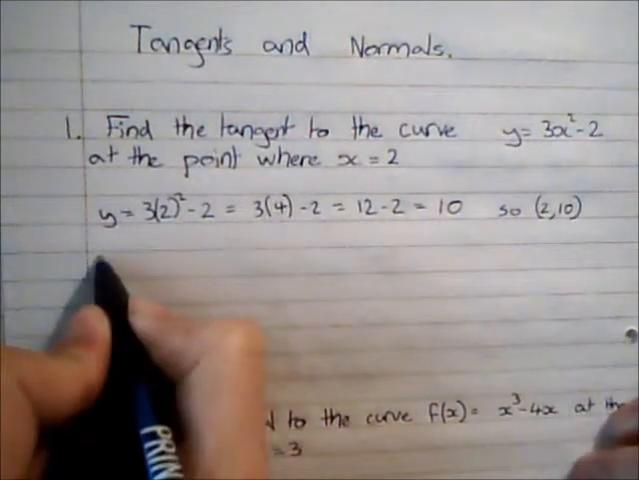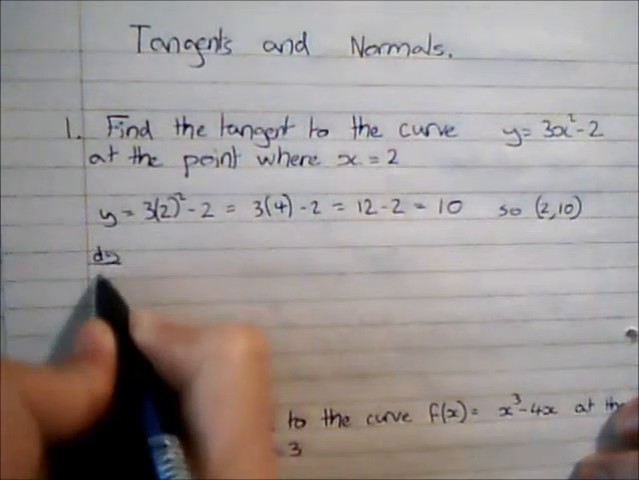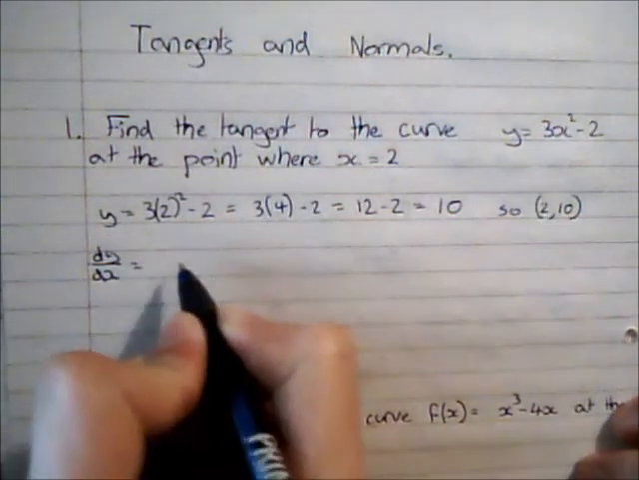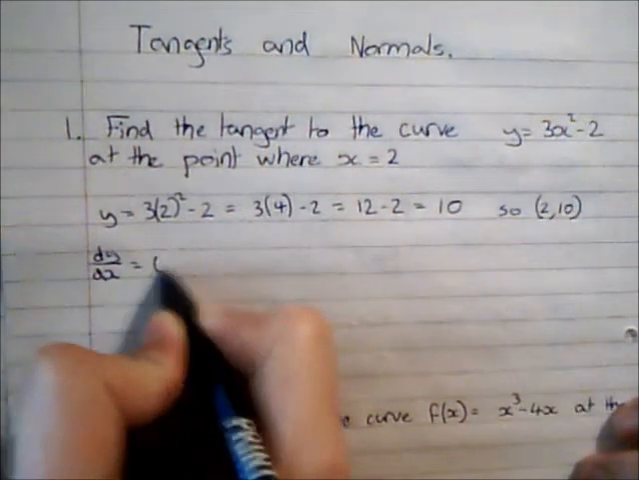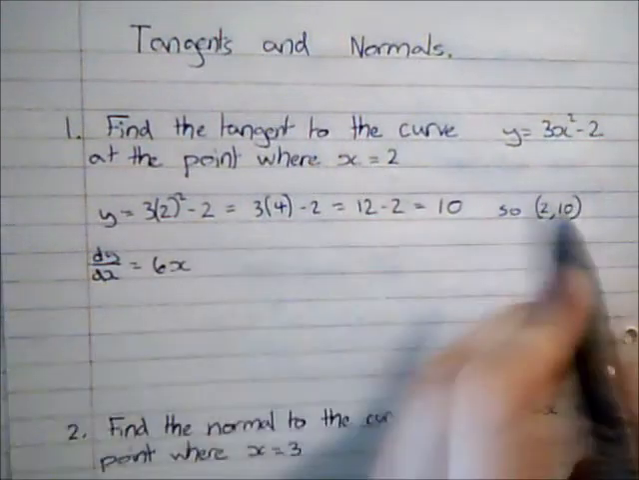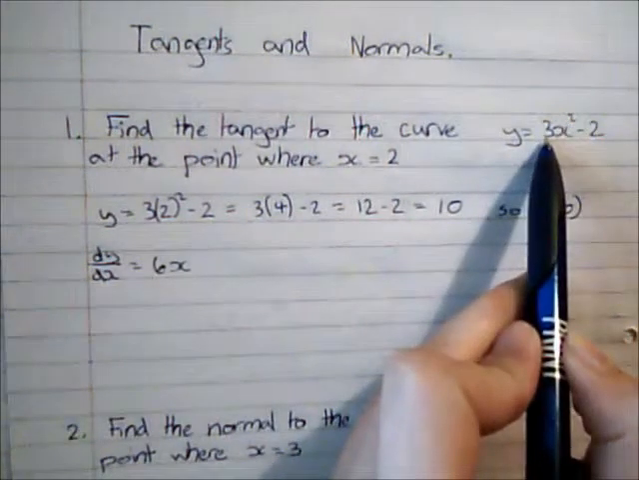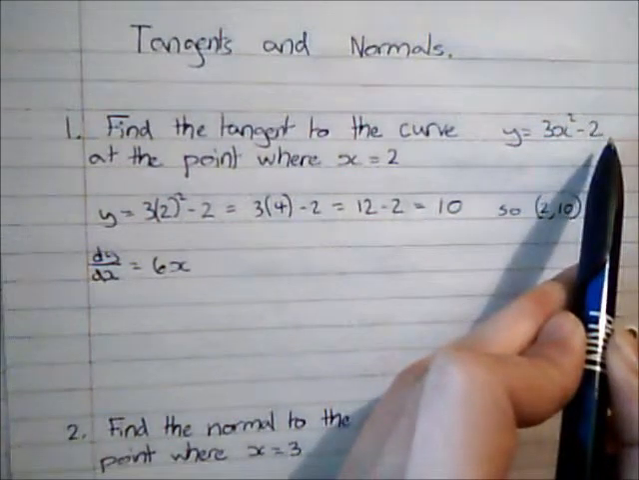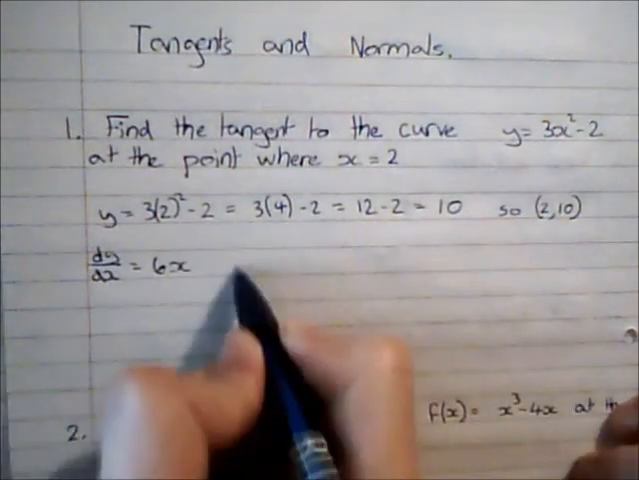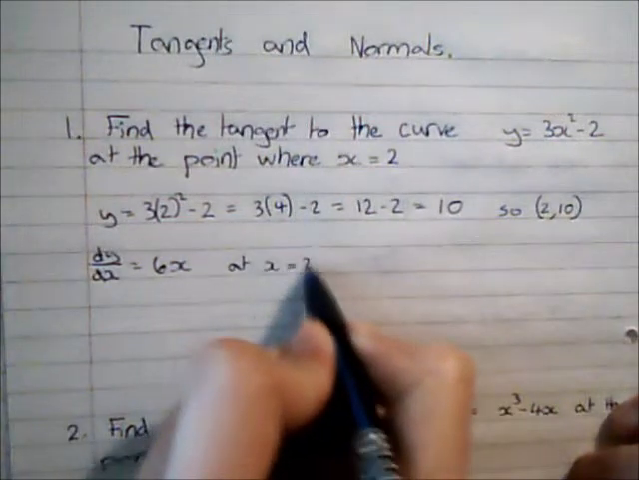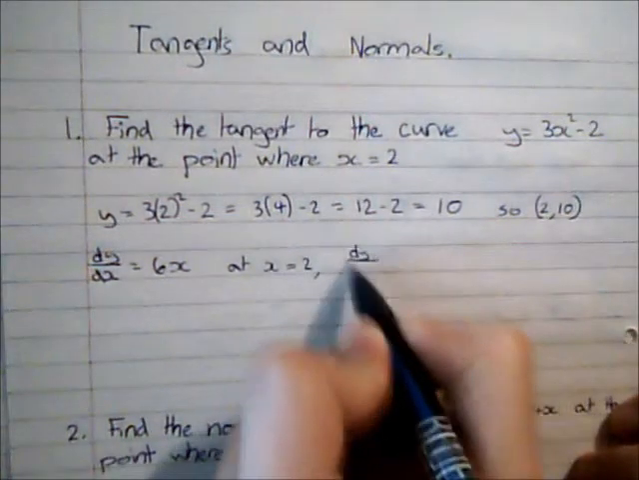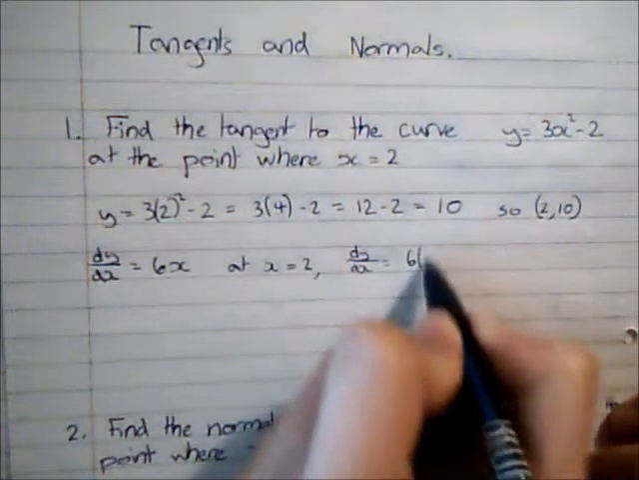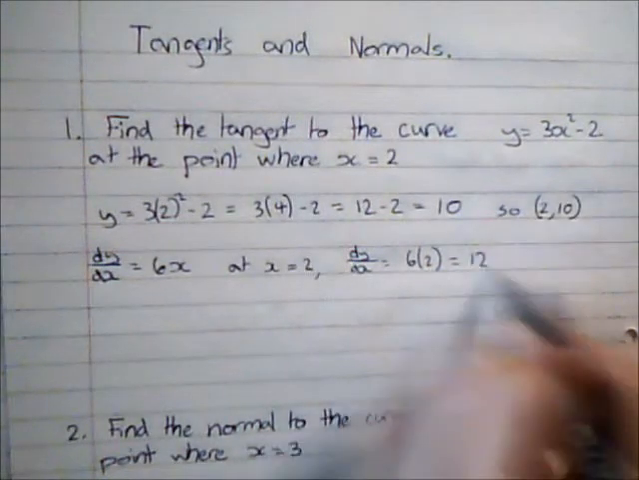I'm also going to have to find the gradient, so dy by dx is going to be 6x, so that's 2 multiplied by 3 gives me the 6, reduce the power by 1, and then the number term disappears. So at x equals 2, dy by dx is 6 lots of 2 is 12.